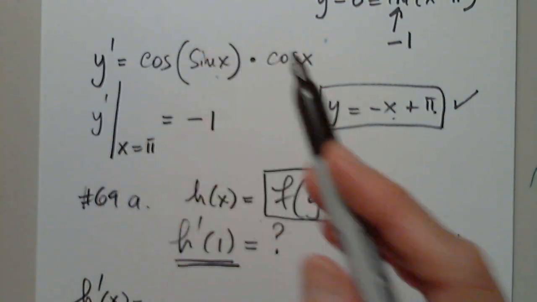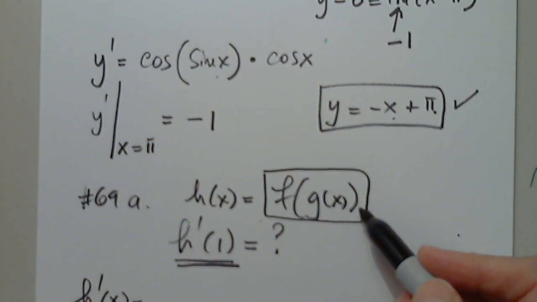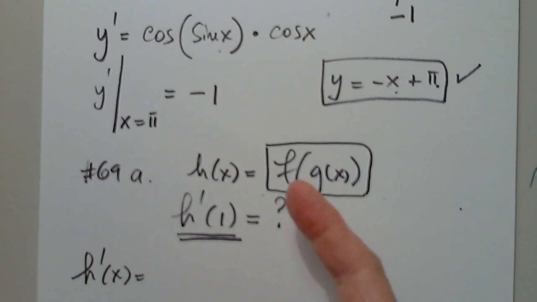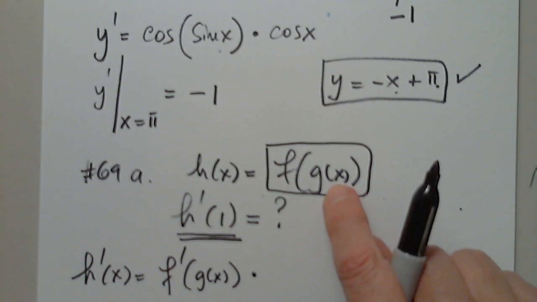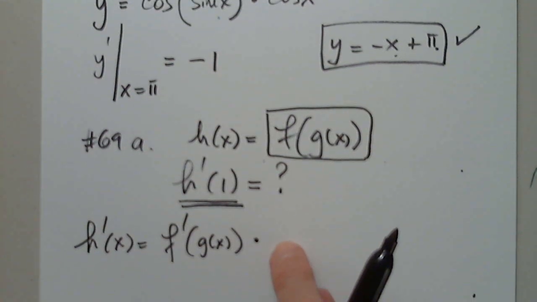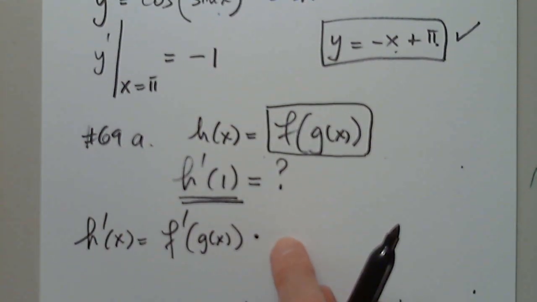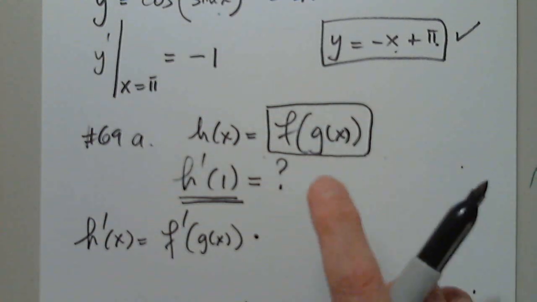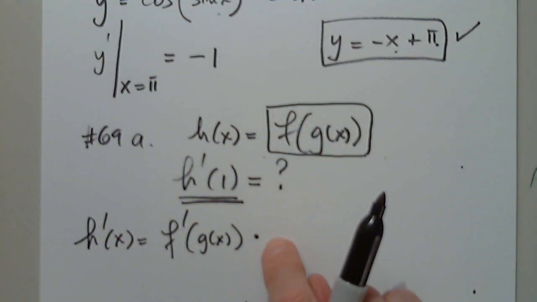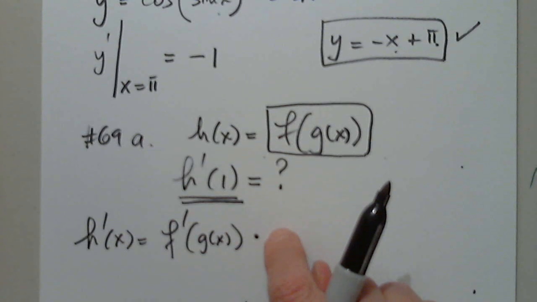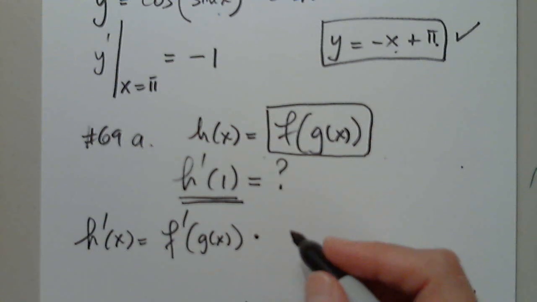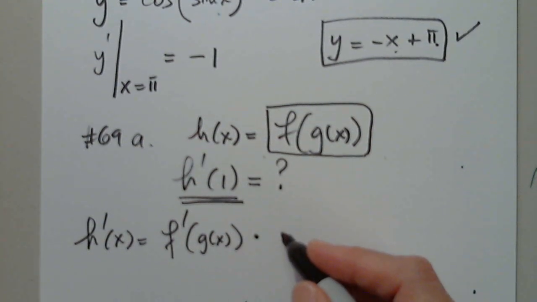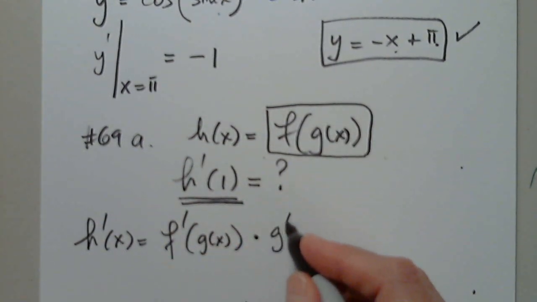Exactly how we differentiate all the time. f of g of x. The outer prime, f prime of g of x, times the inner function prime. How do I write the inner function prime? Anyone? Exactly what you see, g prime of x. That's it.